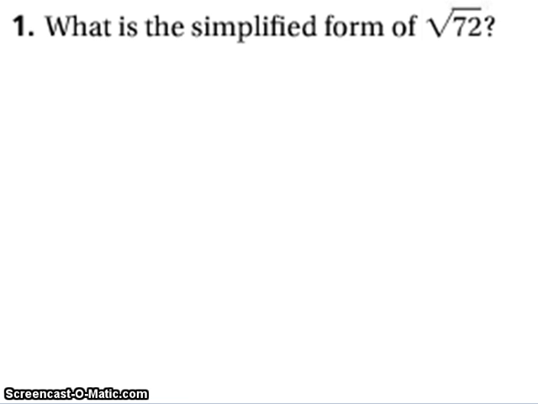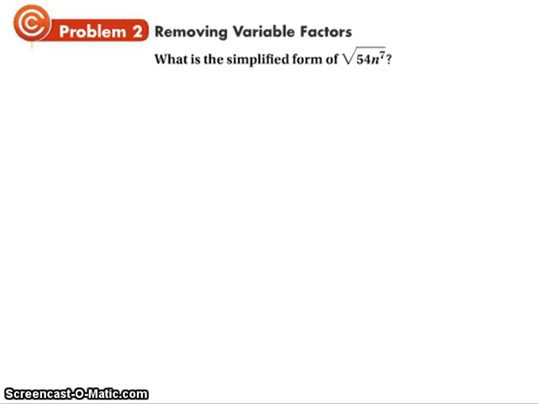Okay, so try this one. Find out what 2 numbers, one of them being a perfect square, multiply together to give you 72. Break it into those 2 numbers, and then take the square root of the perfect square.